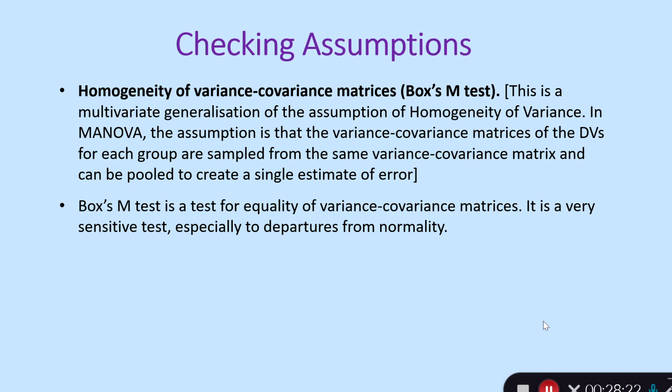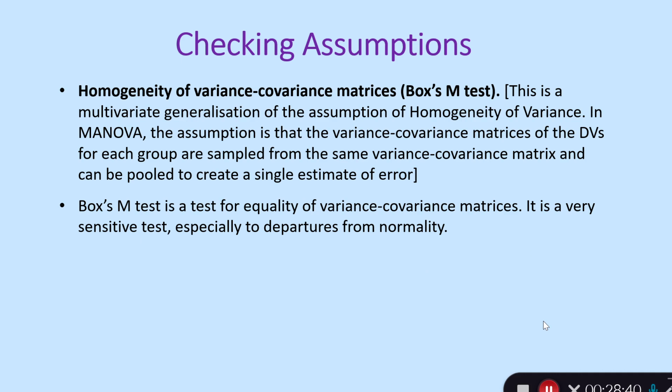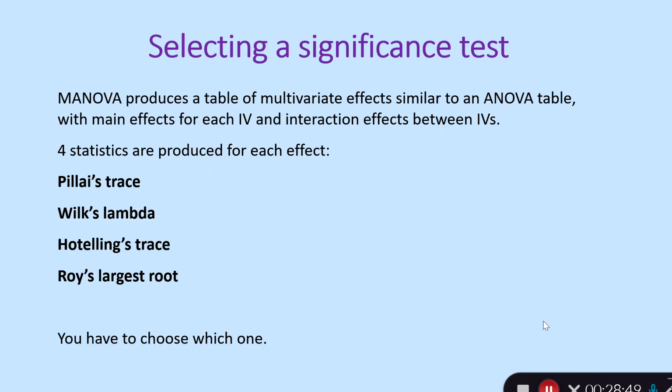So it works in a very similar way to Levene's test. It's just that there are some issues with this test because it is quite a sensitive test. Okay, so those are the assumptions. The key three there are independence of observations, multivariate normality, which is hard to assess, and homogeneity of covariance matrices. That's the one we'll focus on when we run our MANOVA tests in lab classes.